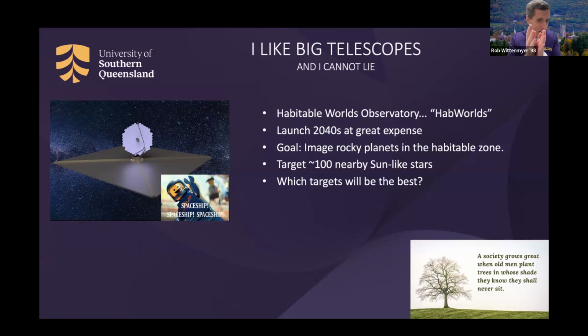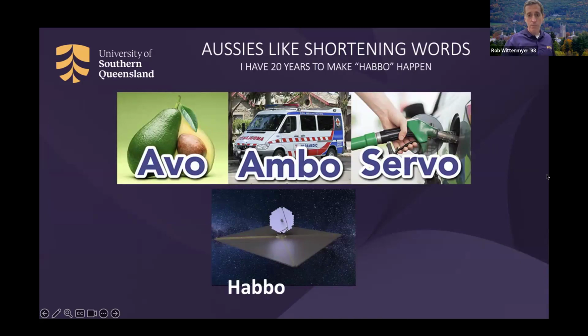And so HabWorlds is going to look something like this. It's like a James Webb on steroids, essentially. It's going to be 6 to 8 meters. I would like it larger. We'll see. Put it in space and you stare at your favorite stars. So it's called Habitable Worlds Observatory. That's a mouthful. As an Aussie, we shorten our words: avo, ambo, servo, arvo, whatever. I'm calling it HABO. I have 20 years to make HABO happen. So this goes in every one of my talks. I'm making HABO happen.